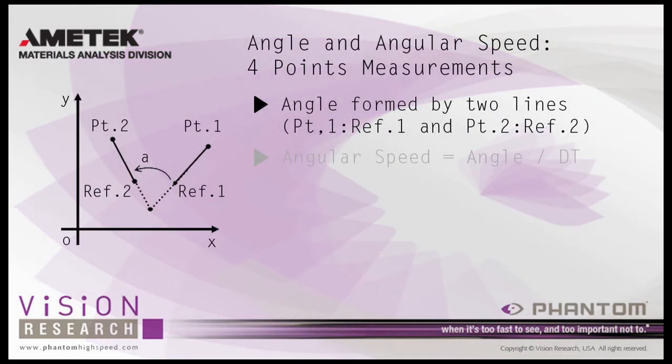Angle and angular speed measurements using 4Points measures the angle formed by two lines, line 1, point 1 and reference point 1, and line 2, reference point 2 and point 2, and the angular speed, which equals the measured angle divided by the time of the last point frame minus the time of the first point frame if the first and last points are on different frames.